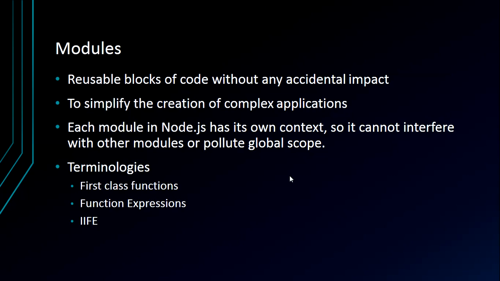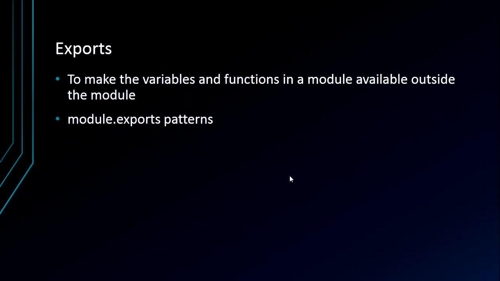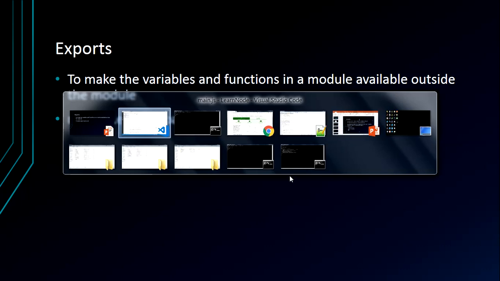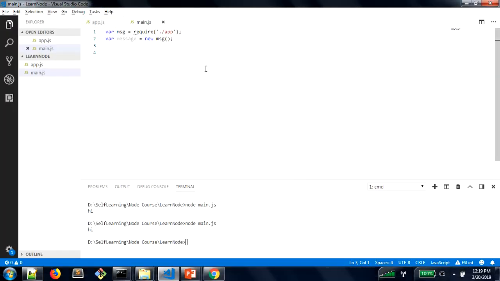We've already seen the terminologies first-class functions and function expressions. Let's look at immediately invoked function expressions in a while. Let's look at what exports are. Like we saw, exports are nothing but exposing the variables, functions or objects in a module to outside the module, right? So there are many patterns in exports. We have seen a couple of patterns now. So this is one of the patterns.